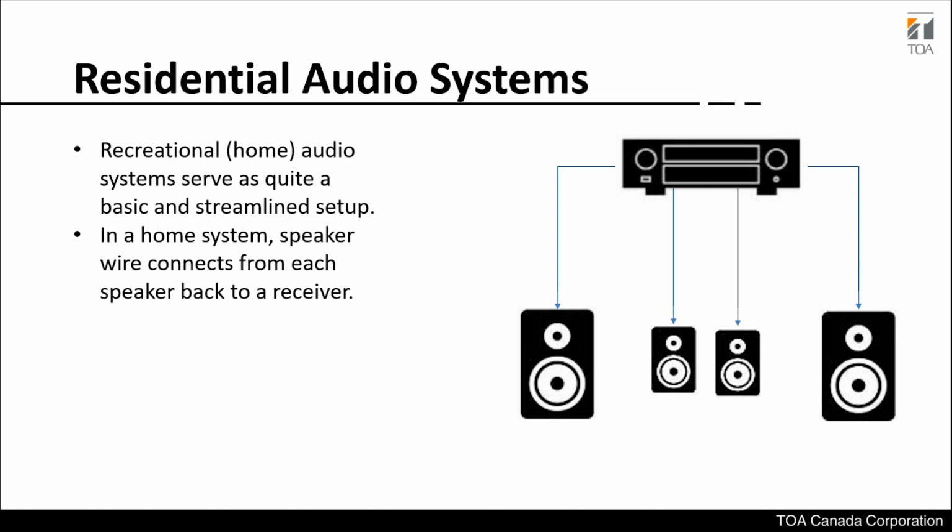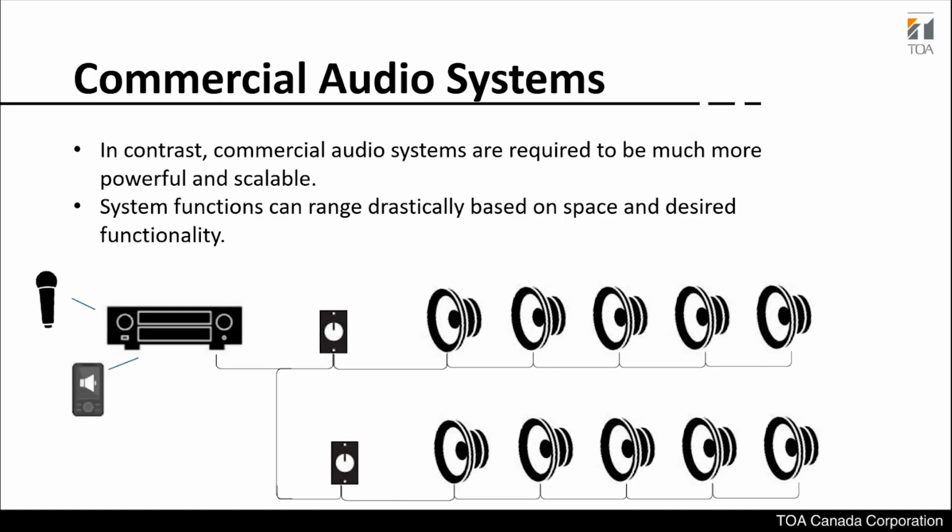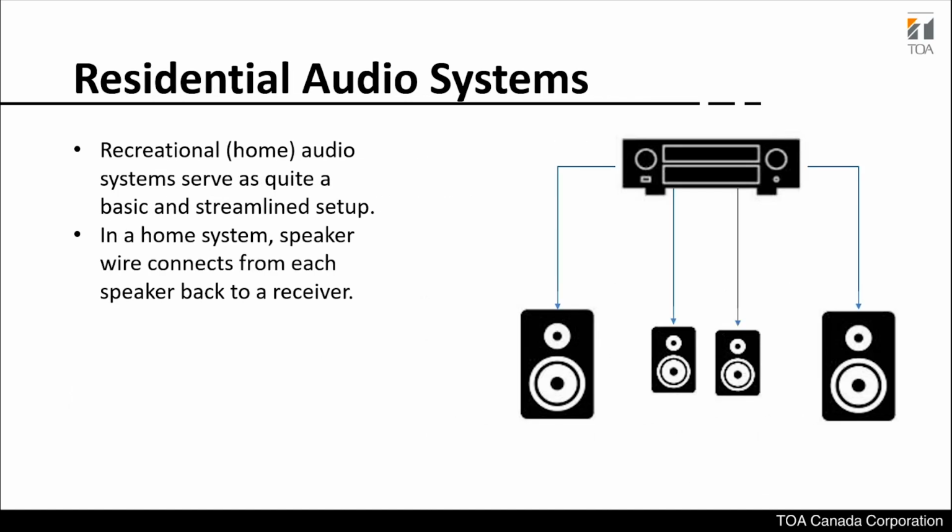So let's start with the residential audio system. As a baseline, recreational audio systems serve as quite a basic and streamlined setup. In home systems, speaker wire connects from each speaker back to the receiver. This system is a stripped down, bare bones example of what a sound system can be. Functional given the requirements, but the sky's the limit with commercial audio systems.